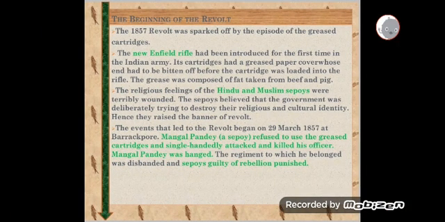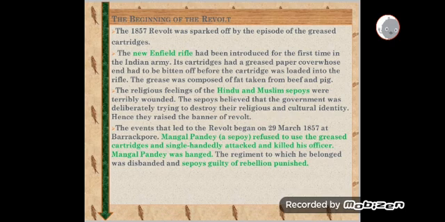Now, we try to understand the beginning of the revolt. What was the main reason behind that? So let's start our discussion. The 1857 revolt was sparked off by the episode of the greased cartridge. The new infantry rifle had been introduced for the first time in the Indian Army. Its cartridge had a greased paper cover whose end had to be bitten off before the cartridge was loaded into the rifle. The grease was a compound of fat taken from beef and pig.